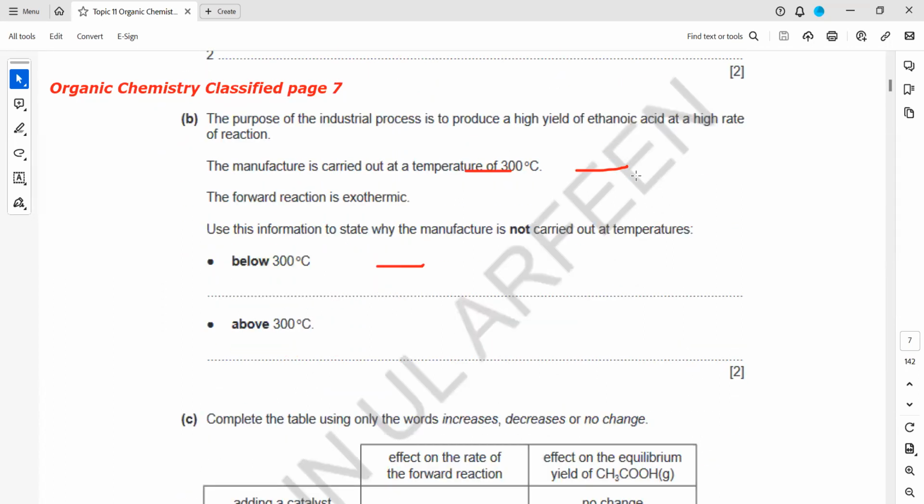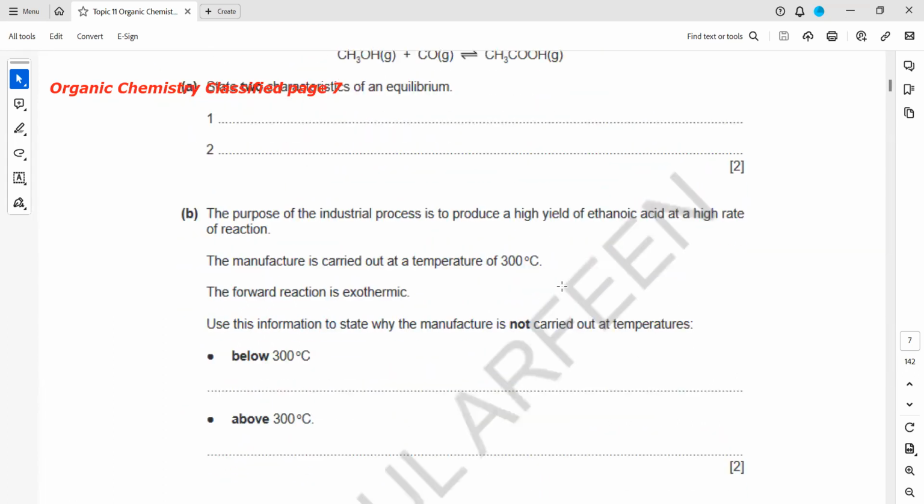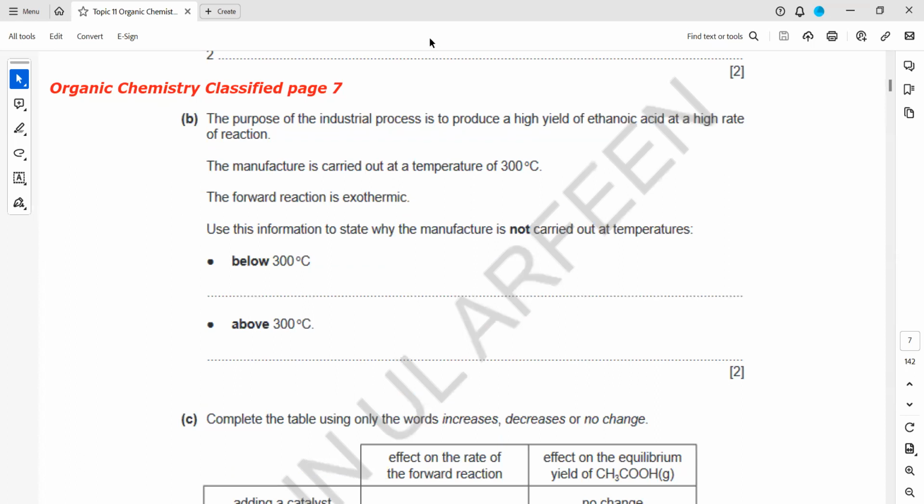The purpose of an industrial process is to produce a high yield, or a greater amount, of ethanoic acid. The manufacture is carried out at 300 degrees centigrade, and the forward reaction is exothermic. Use the information: according to the equation, this reaction is exothermic. So methanol plus carbon monoxide, we have this equation CH3OH plus CO, it will give ethanoic acid, CH3COOH.